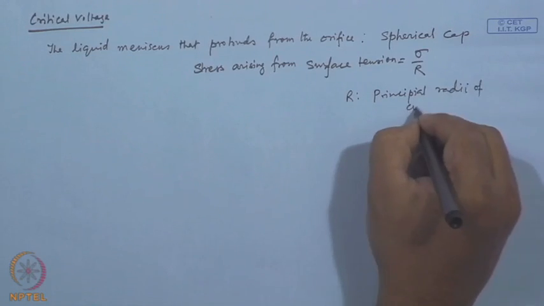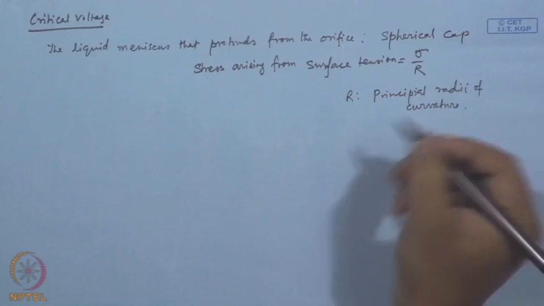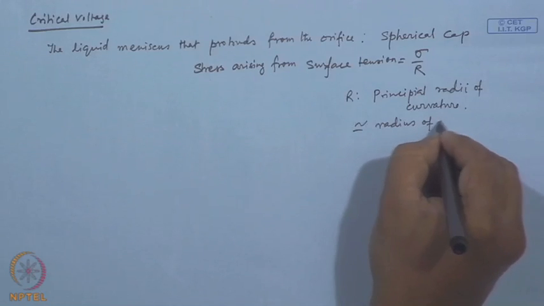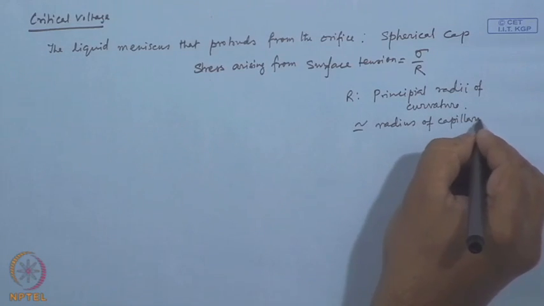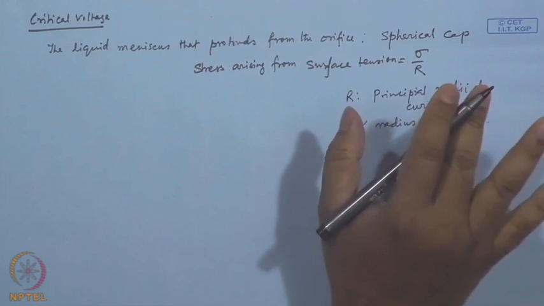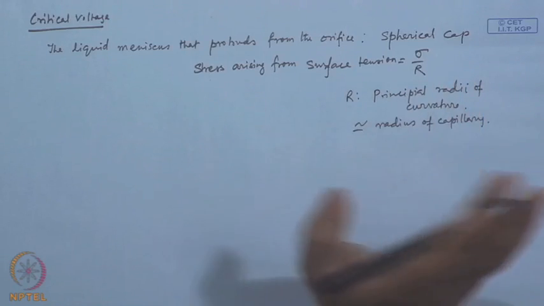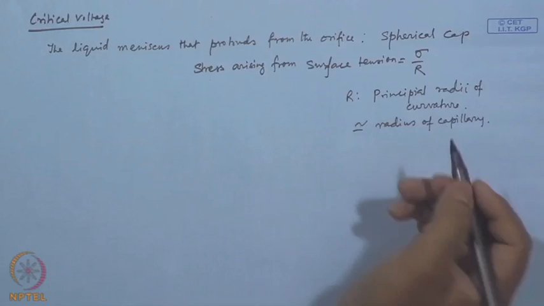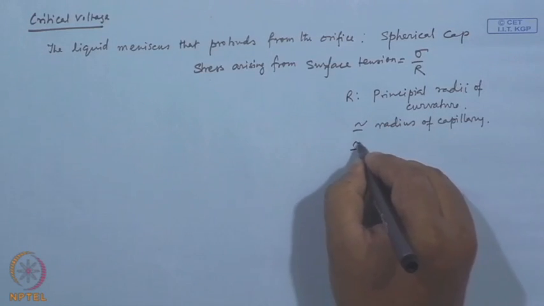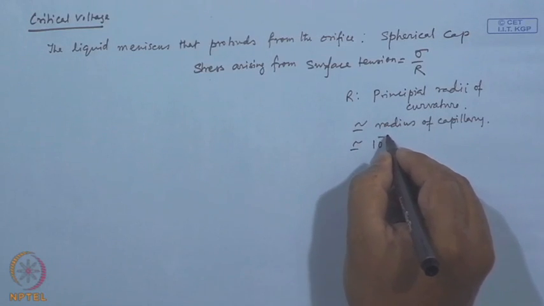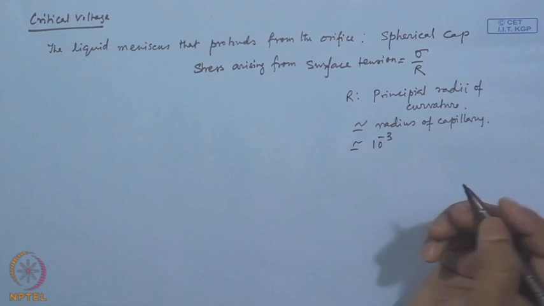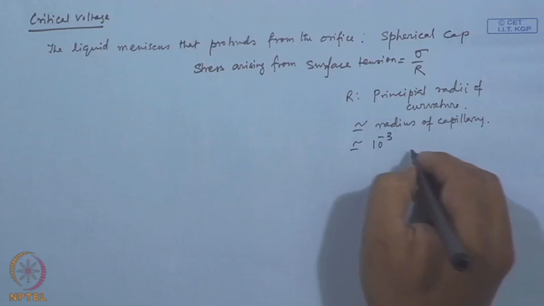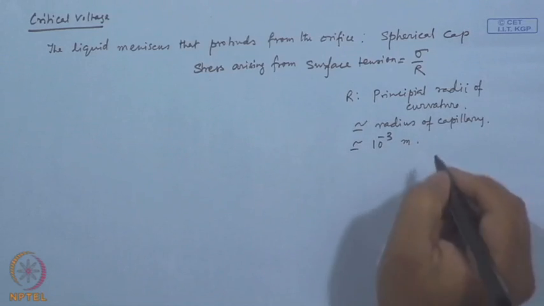This is of the same order as the radius of the capillary. We are doing just an order analysis here, at what we need, 10 to the power 5 volt or 10 to the power 8 volt, that kind of analysis. It's not a rigorous analysis either. And so this is of the order of 10 to the power minus 3 meter. That means we are talking about, say, 1 millimeter.